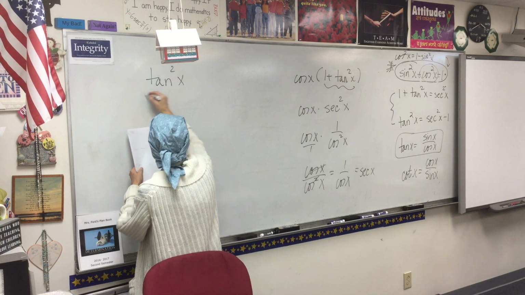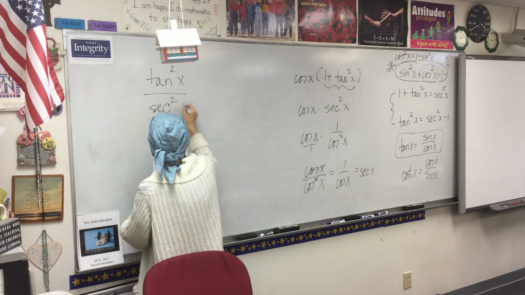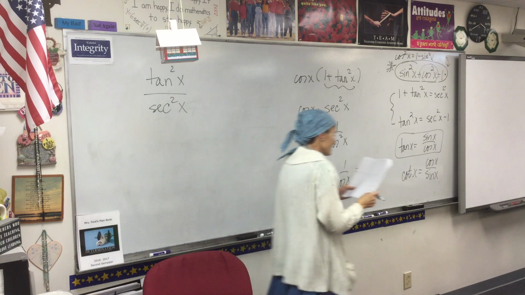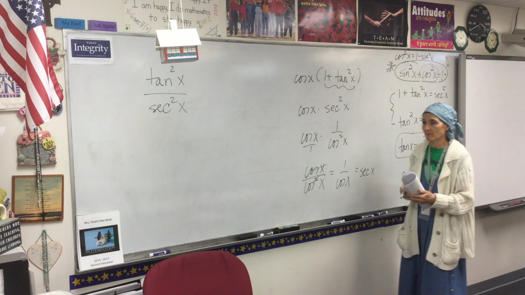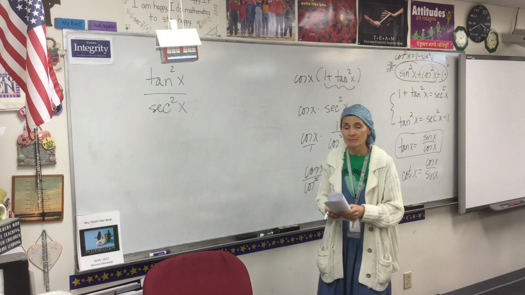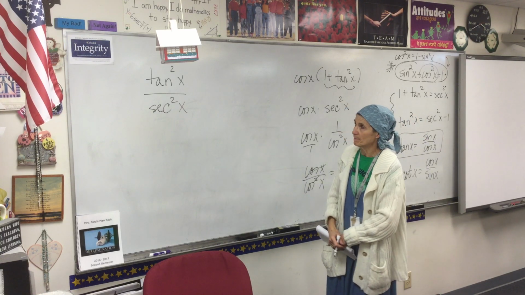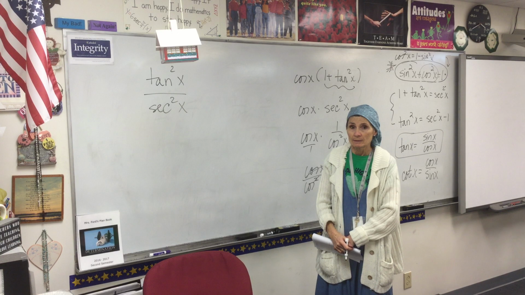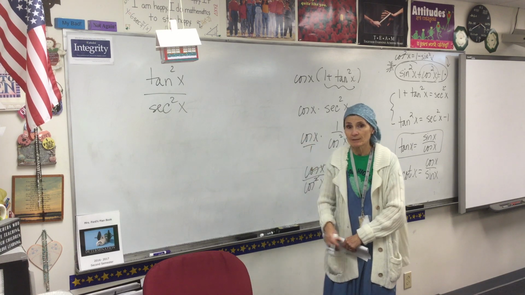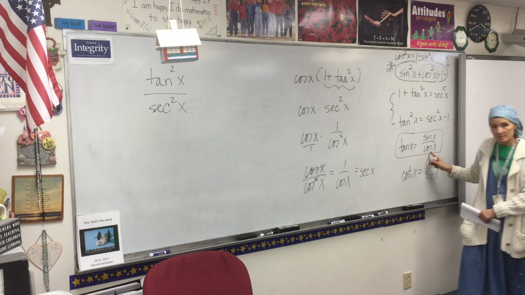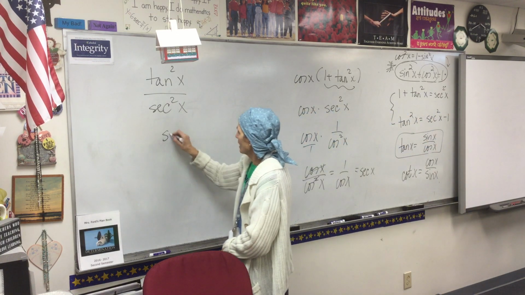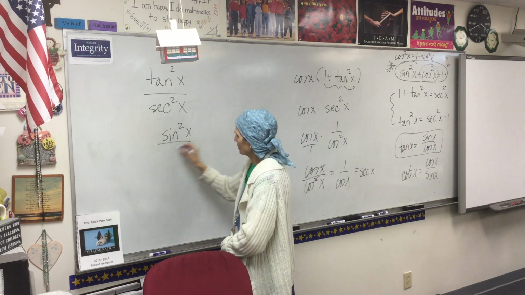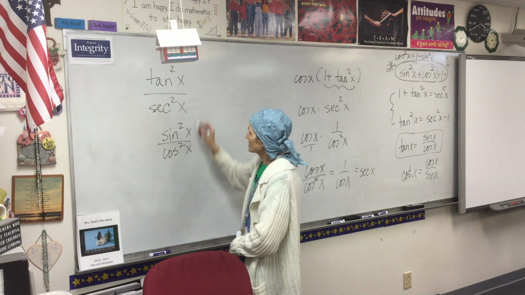All right, now we've done a couple like this already. What is your thought? Do you have an idea on how to start this problem? I want you to think about it now for a minute. Do you have an idea on how to start this problem? Let's change tangent into what? Sine over cosine. So we'll have sine squared over cosine squared. That's our tangent.